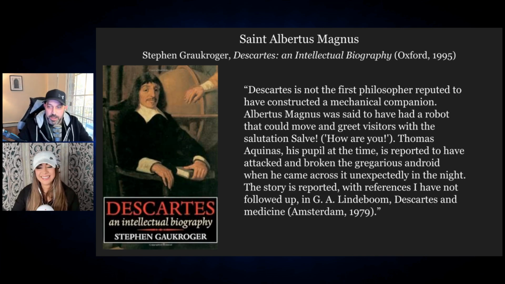And then we got Stephen Gaukroger's Descartes: An Intellectual Biography. He is not the first philosopher reputed to have constructed a mechanical companion. Albertus Magnus was said to have had a robot that could move and greet visitors with the salutation "salve," which means how are you? Thomas Aquinas, his pupil at the time, is reported to have attacked and broken the gregarious android when he came across it unexpectedly in the night. The story is reported with references I have not followed up in G.A. Lindeboom's Descartes and Medicine.